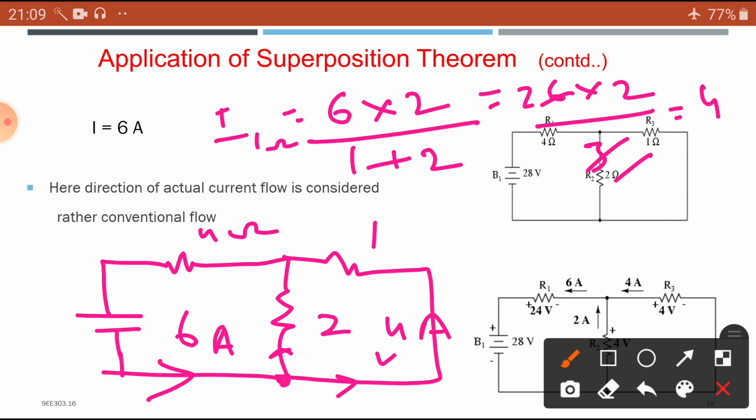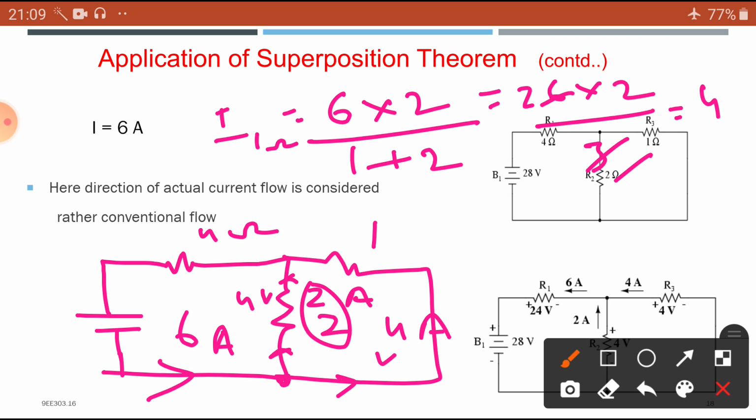Now I want this current. So what is the current? 6 minus 4, we are going to get nearly 2 amps. Now we find that the current through this branch and this branch is known. If you know the current and you know the resistance, you can calculate the drop here. 2 into 2, 4 volts.